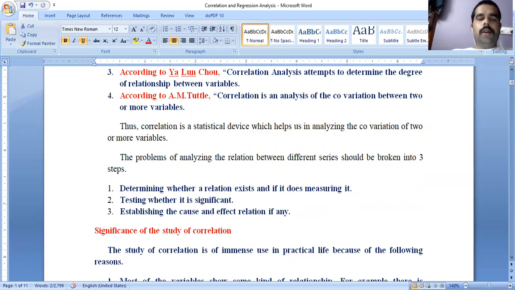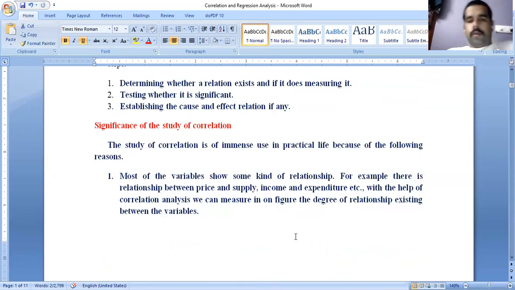These are a small introduction to correlation analysis. Then the next topic is here. You observe carefully.